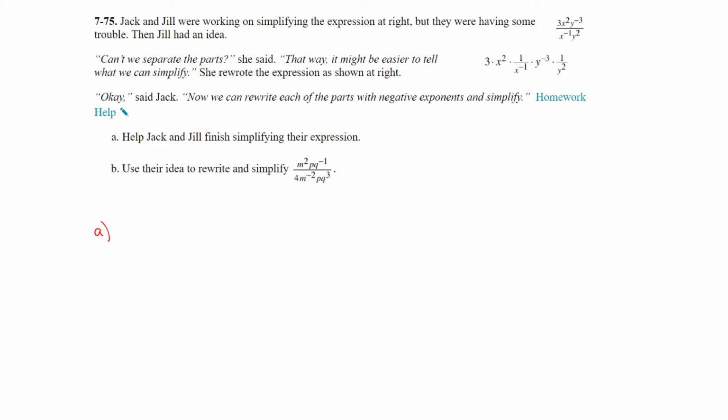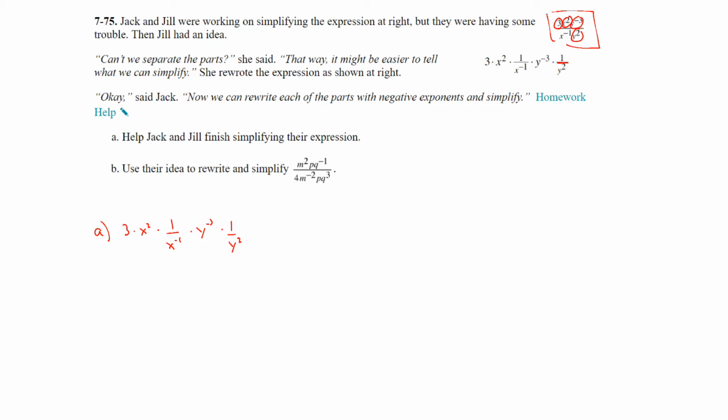So you can see their expression is 3 times x squared times 1 over x to the negative 1 times y to the negative 3 times 1 over y squared. Now let's go back and at least look at where that came from. So here's their original. All they did is separate each of the parts out. So you have the 3 separated, you see the x squared, the y squared is in the denominator, so it's rewritten with the y squared in the denominator on this one. And then the negative 3's are also just separated out.